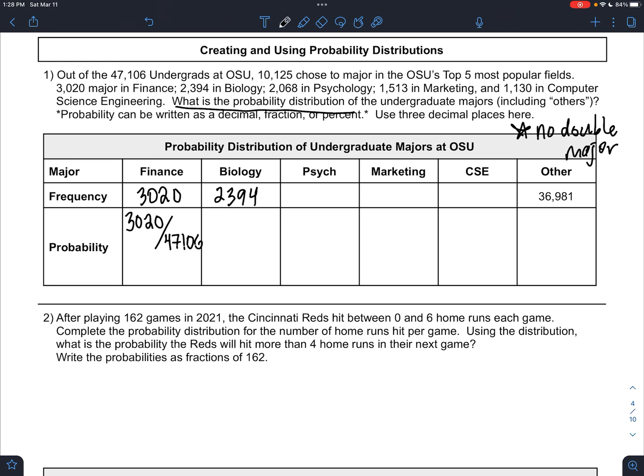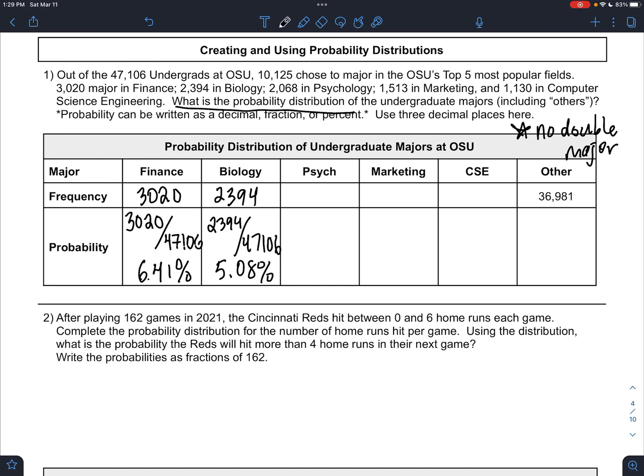And by the way, we have to kind of assume here that there's no double majors. But that's obviously a lie. There are plenty of double majors. So kind of a flaw in our study here. But we would just take that and we would divide that. And I got 6.41%.